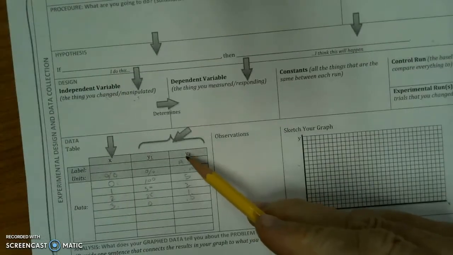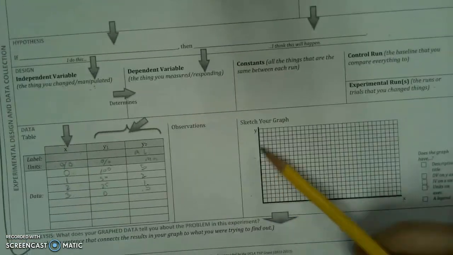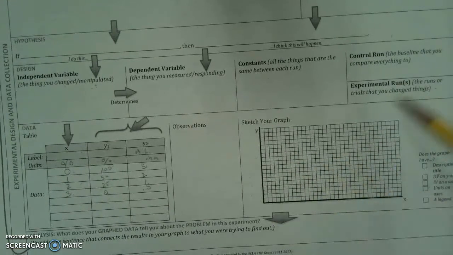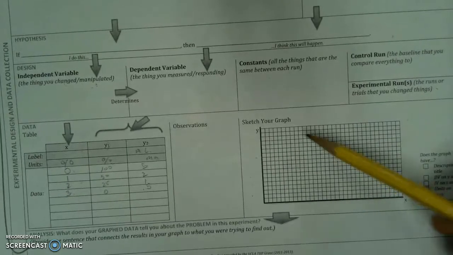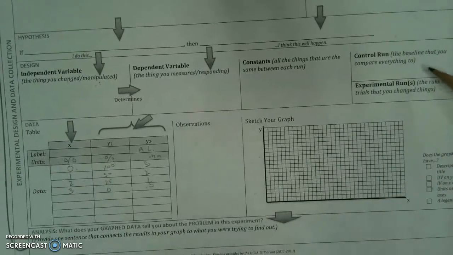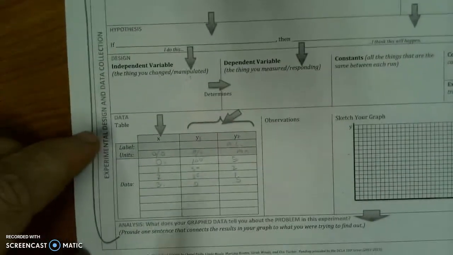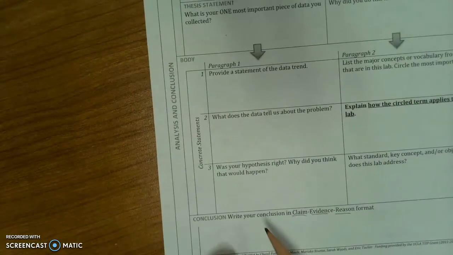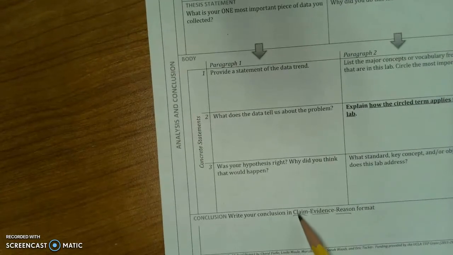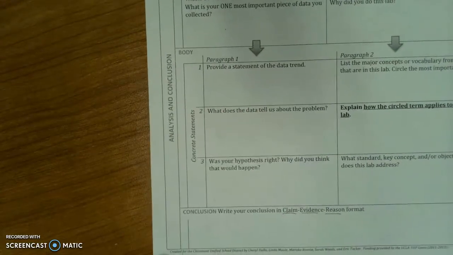Your y2, if you're really clever, you know that you can graph this on here, or if you don't want to have to figure out how to do that, you could make another data table or another graph and attach it to this. You'll then fill in your analysis, it kind of tells you what to do here. You will then flip it over and you'll work through these various questions that will help lead you towards your conclusion. Okay? So your conclusion you're going to write in the format of claim, evidence, and reasoning.